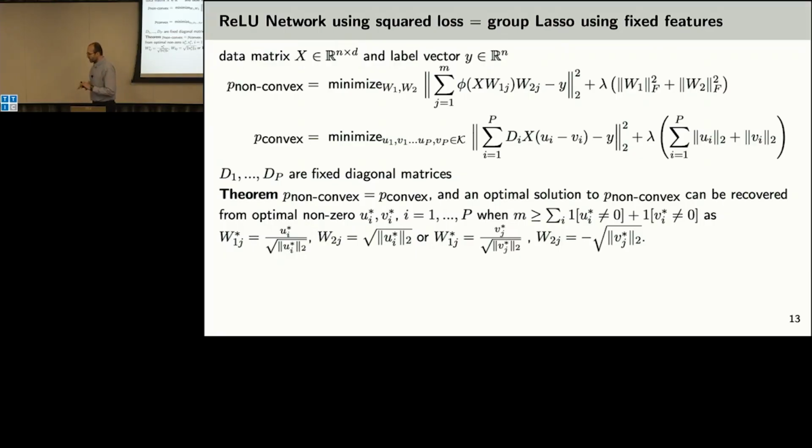These Di's are fixed diagonal matrices. I'll show you what they are. They are basically diagonal zeros and ones, and we do some enumeration over them. The number p basically comes from how many such distinct patterns there are.